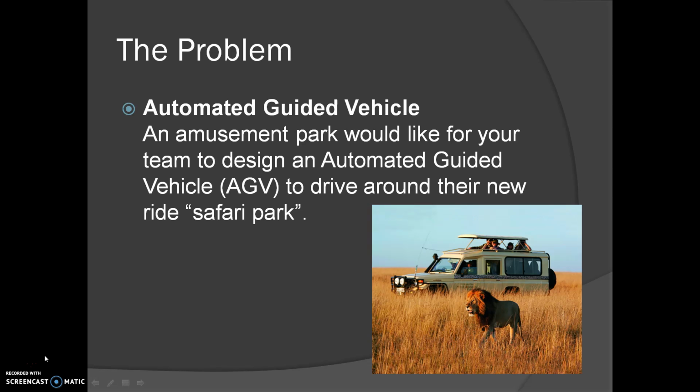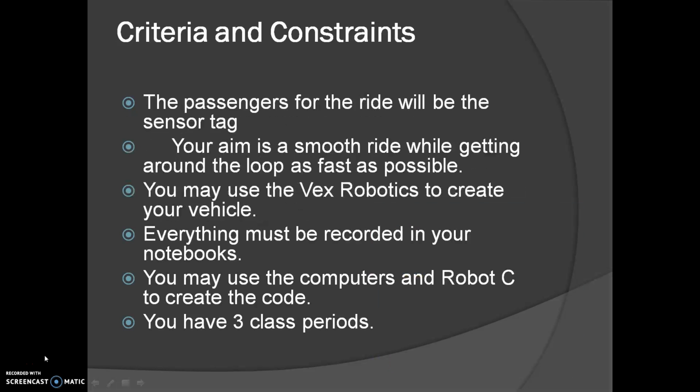So the problem that I gave the students was to create an automated guided vehicle. The prompt I gave the students was: an amusement park would like for your team to design an automated guided vehicle, AGV, to drive around their new ride, Safari Park. I chose this topic because we had just finished up our robotics unit, and it was a perfect way that I could tie some robotics into this capstone project.